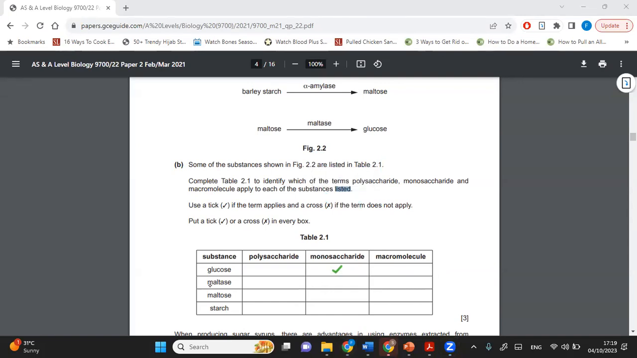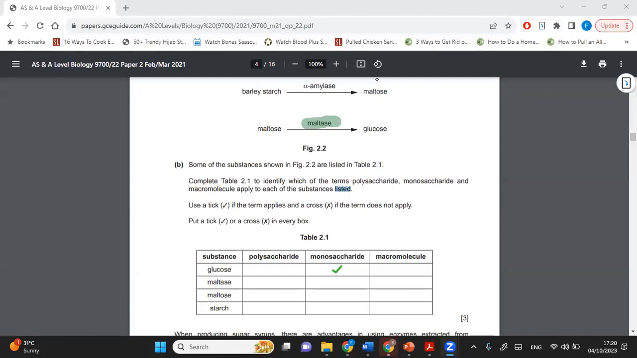Fine. What about maltase? And keep in mind that it is maltase. Do you think maltase is a polysaccharide, monosaccharide, or is it a macromolecule? Yes, neither. It's none of them. You think so? None of them we can select over here? Yeah. Okay, so you are right in the sense that we have maltase.